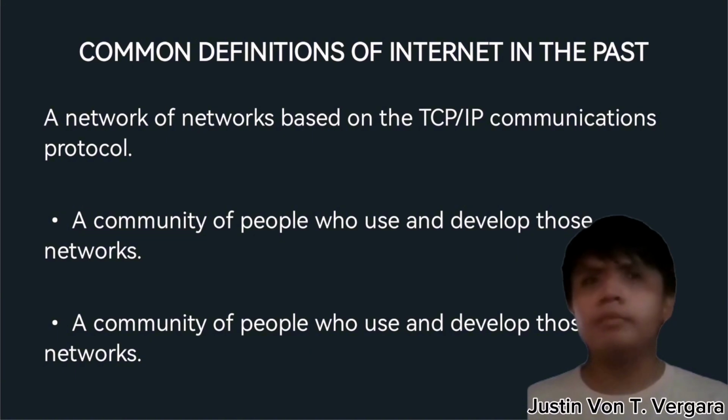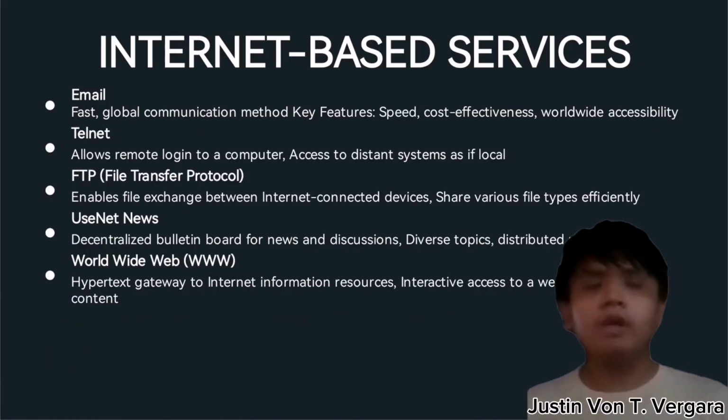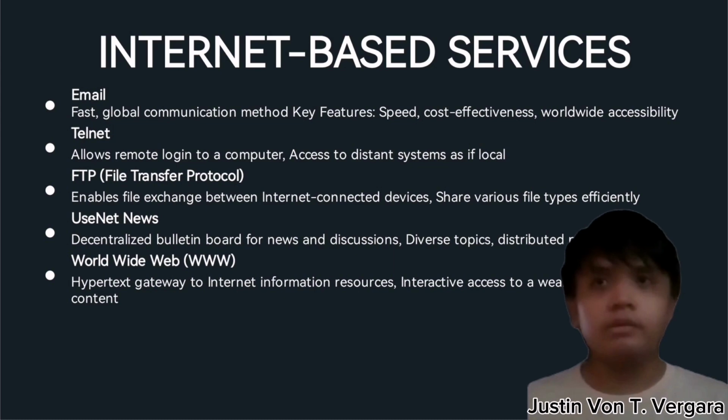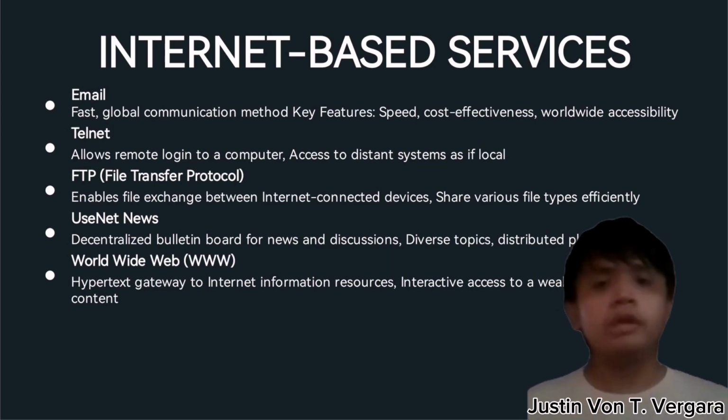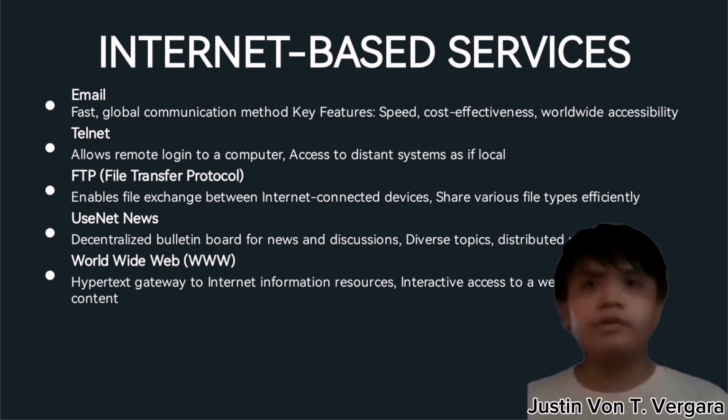Next, we will discuss internet-based services. There are 5 basic services available to internet users. First, we have email. Email is a fast, easy, and cheap way to communicate with other users around the world. Second is Telnet. It lets you connect to another computer over the internet and control it as if you were sitting right in front of it.